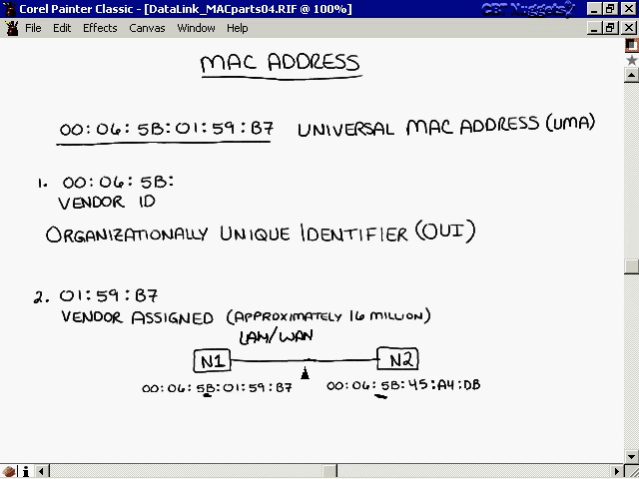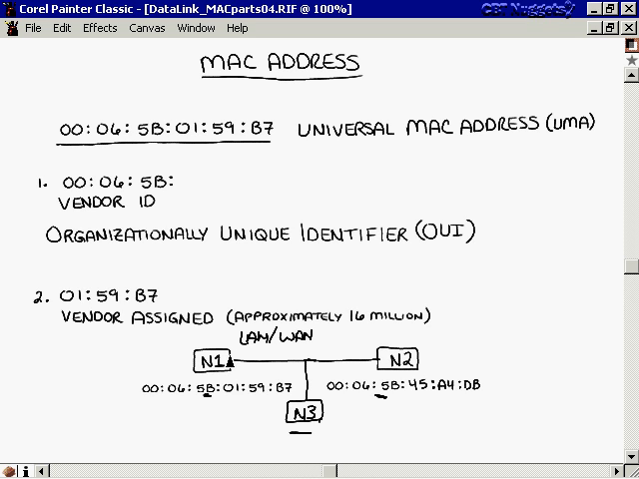Let me throw a little twist at you though. I'm going to add another host to this network, N3. And N3 is going to have its own universal MAC address as well. Now, if N1 wants to communicate a message to N2 and N3 simultaneously, can it do that? Because so far all I have is these unique identifiers that they can talk to each other by.